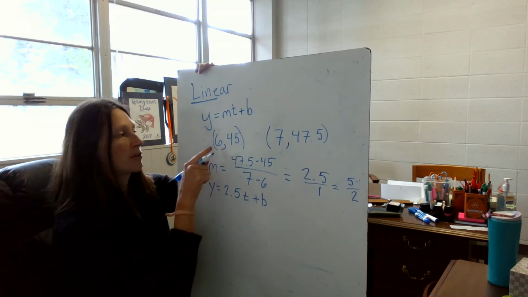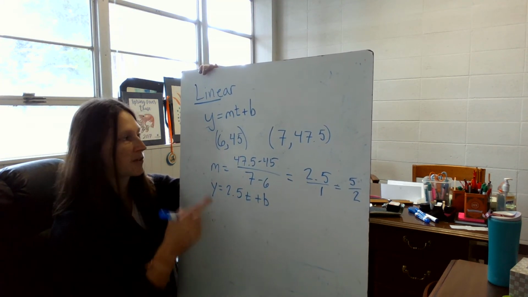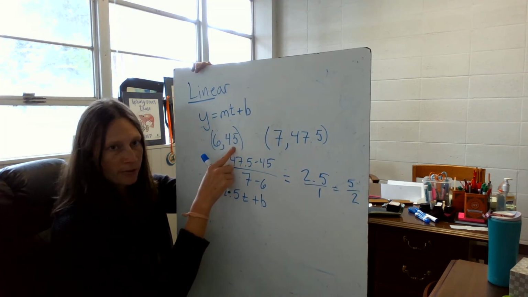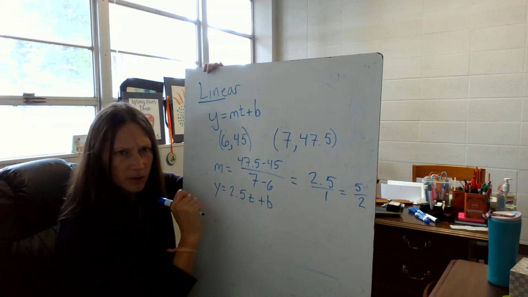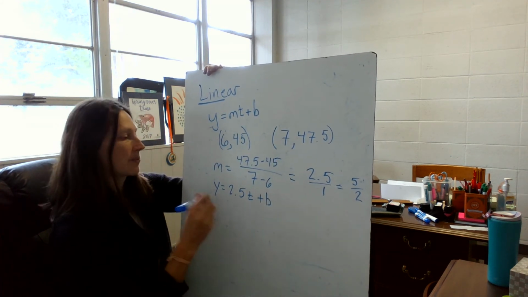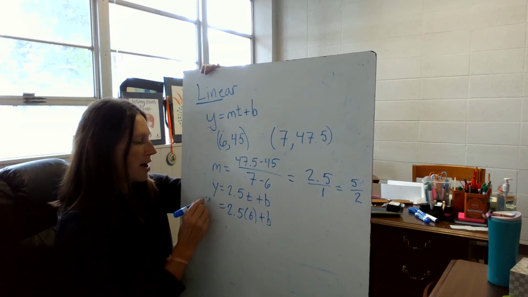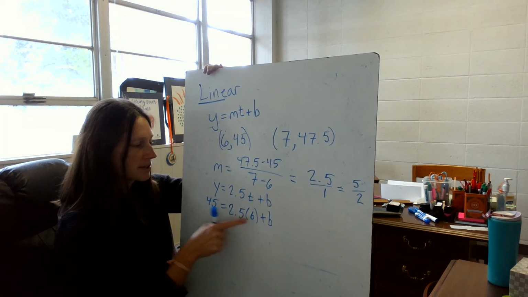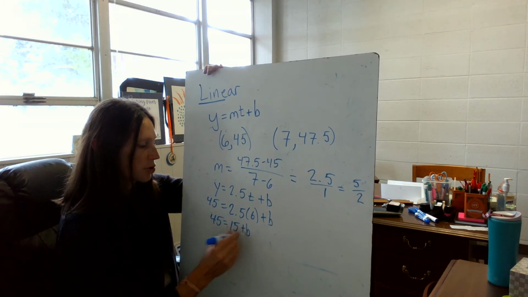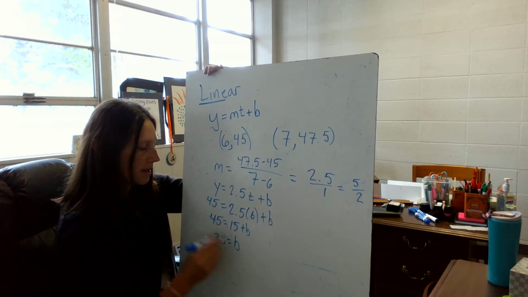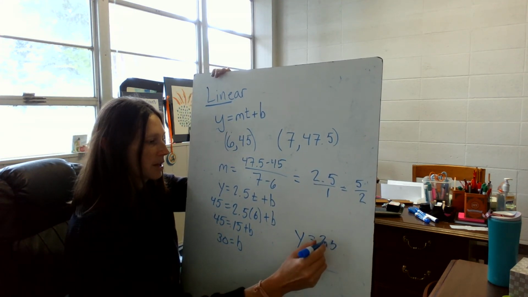Nothing given to me tells me my y-intercept. I would have a y-intercept if one of these input values was 0, but they're not. So instead, I'm going to have to plug in this specific point: t of 6, y of 45. I could also use this one, but I see this has a decimal here, so maybe I don't want to use that one because the arithmetic could be more challenging. So if I start plugging in a t of 6, a y of 45, I can now solve for b. 6 times 2.5 is 15. Subtract 15 from both sides. Now I know my y-intercept, and I have everything I need to get the first part.